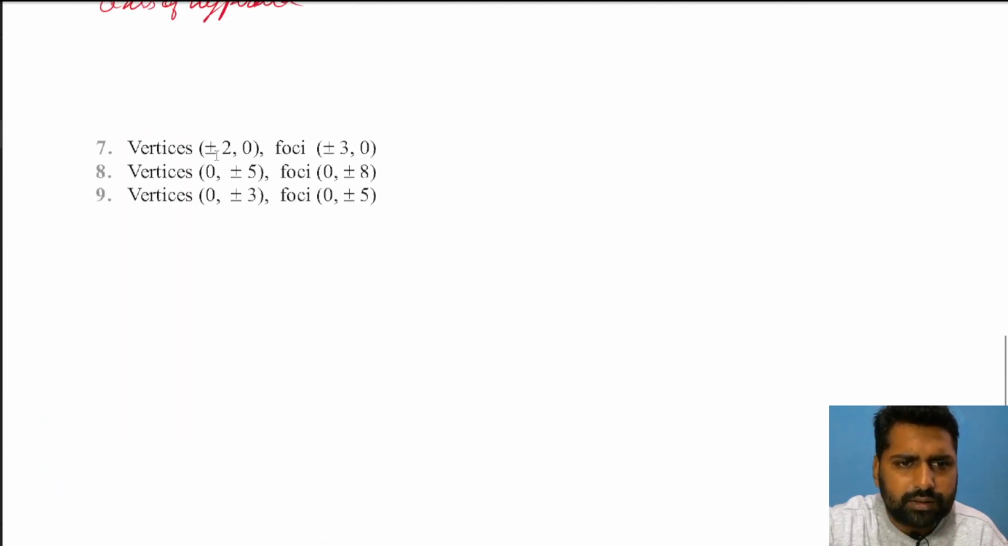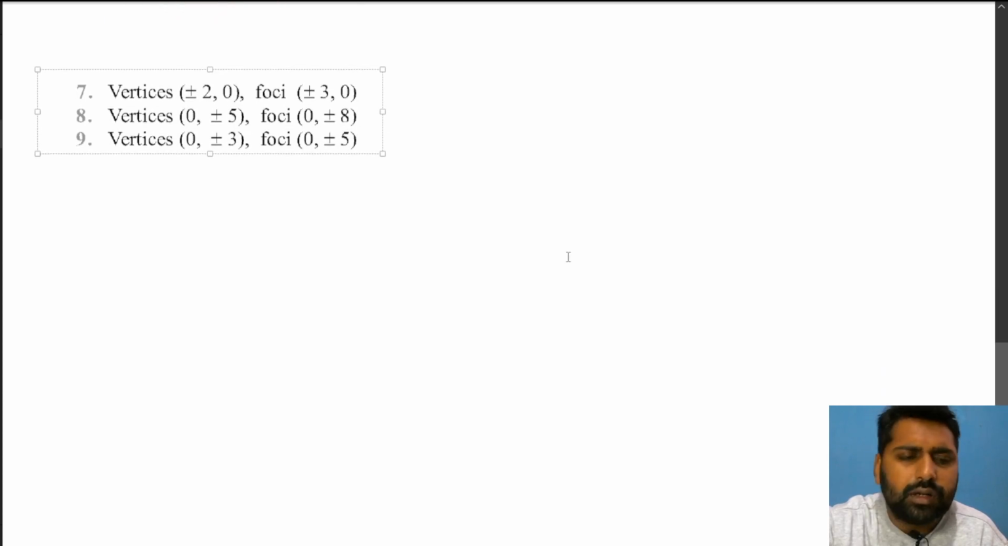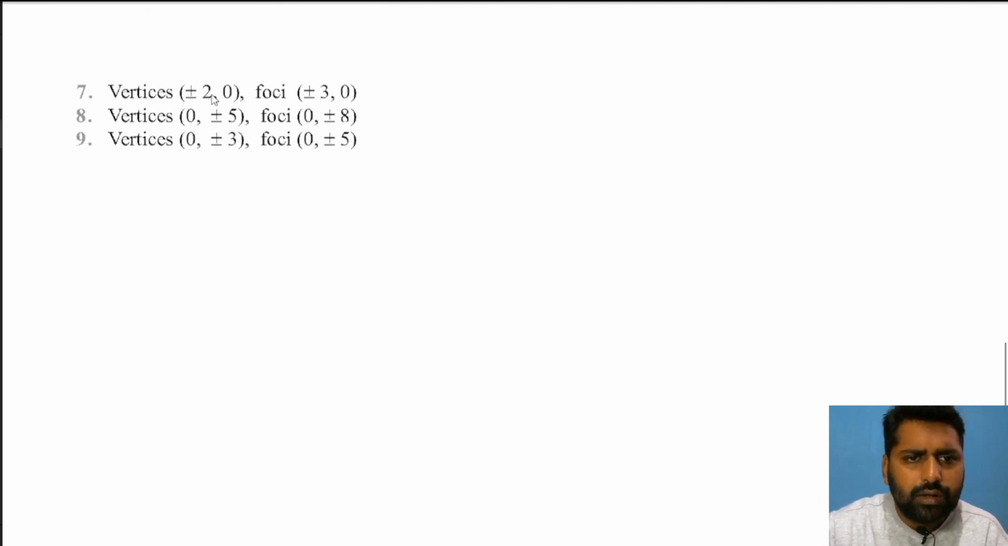Next, let's look at a few questions. This time for these questions you have to create the equation of a hyperbola. So he's given you vertices. Vertices is represented by A, focus is represented by C. So every time you see these kinds of questions, you need to find A and B for writing the equation. But first let's decide out of those two.